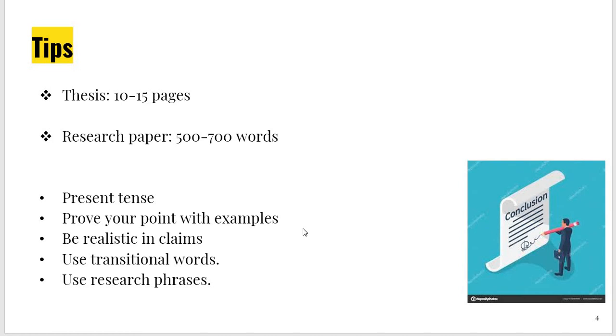If there are no examples, your findings, your conclusion would be a hollow conclusion. As T.S. Eliot said, we are hollow men. So your conclusion should not be hollow. It should be consolidated with solid and practical examples, and those examples can be validated from your data analysis section. Be realistic in claims. Obviously, a researcher must be truthful and honest, so all claims must be realistic.